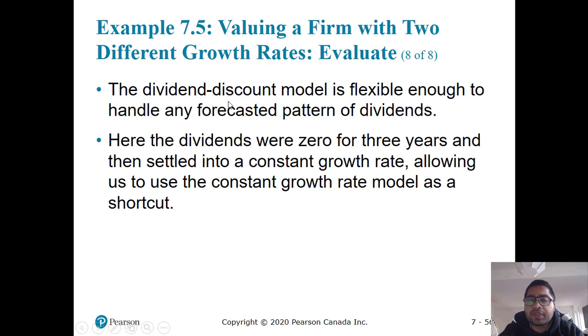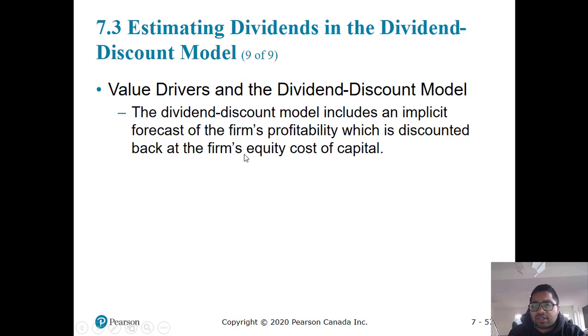So let's continue. The next topic is valuing a firm with two different rates. Sometimes a company doesn't pay any dividend for the initial few years and then it starts paying dividend. How do you value such companies when they are not paying a regular dividend? The dividend discount model is flexible enough to handle any forecasted pattern of dividends. Here the dividends are zero for the first 3 years and then settle into a constant growth rate, allowing us to use the constant growth rate model as a shortcut.